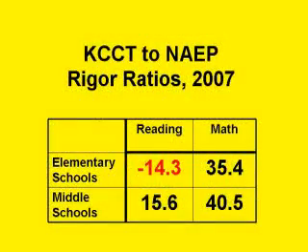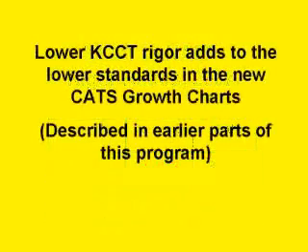When we compare the NAEP rigor ratios for elementary schools and middle schools, we see that consistently the elementary schools have lower rigor ratios than the middle schools, although the situation is much worse for reading than it is for mathematics. We must point out that the lower KCCT rigor discussed in this part of our program adds to lowered standards for scoring of schools using the CATS growth charts that we discussed in our earlier program parts. This double lowering of standards in different parts of the CATS program add together in a way that makes the standards in CATS today lower than anything Kentucky's assessment program has experienced ever since its beginning way back in the early 1990s.